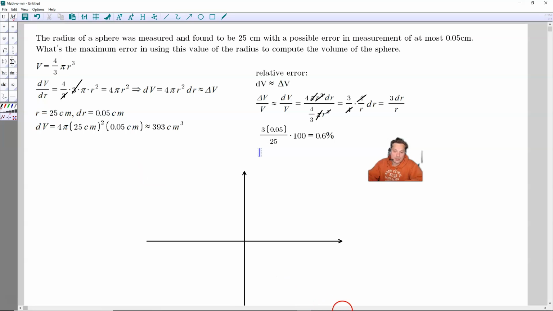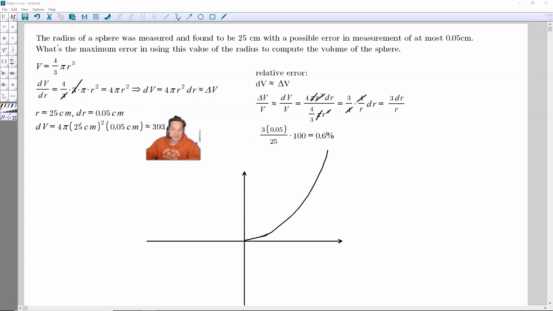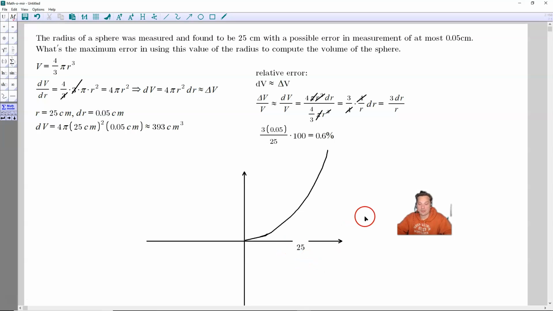So you may want to just draw a coordinate system here. And remember the following basic concept, right? That our volume function is this 4/3 pi r cubed. Okay, so think about this. I'm going to represent this more or less. It kind of looks like this. It's an r cubed kind of function. 4/3 pi are constants and then r cubed. It kind of looks like this, roughly speaking. So now imagine that this right here is 25 centimeters. So here, the horizontal axis is r and the vertical axis is v, which is 4/3 pi r cubed.